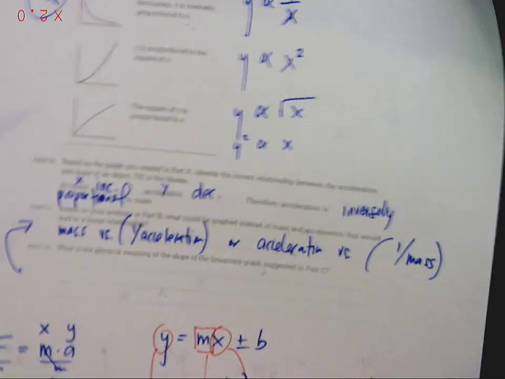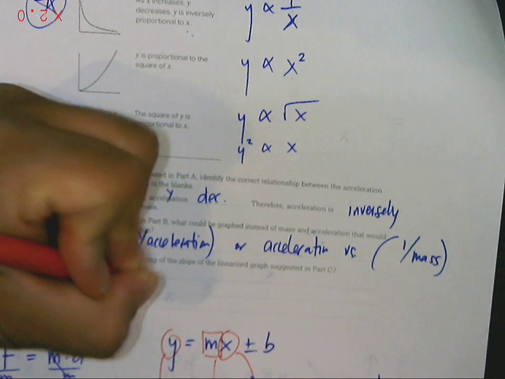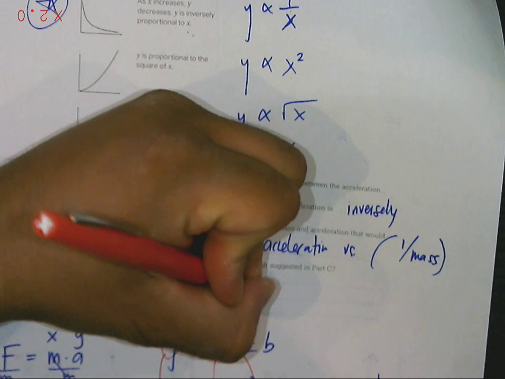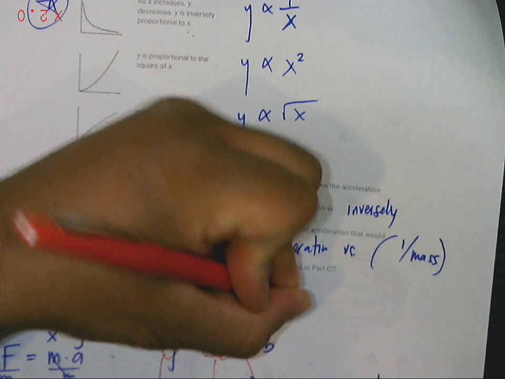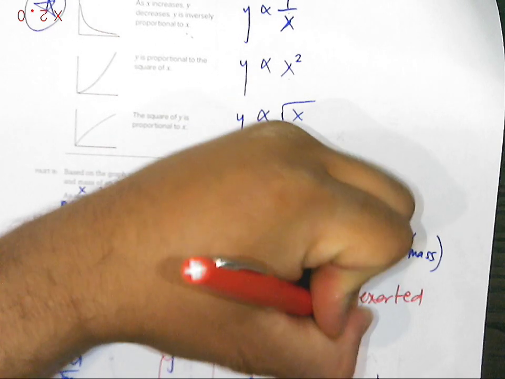And so your answer here is the slope represents the constant force exerted on the objects in this case.